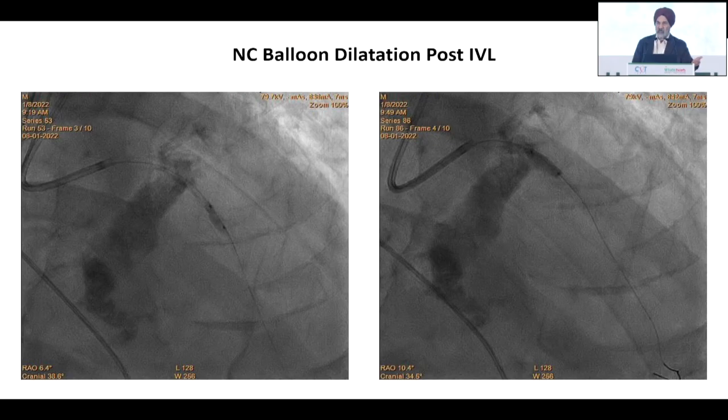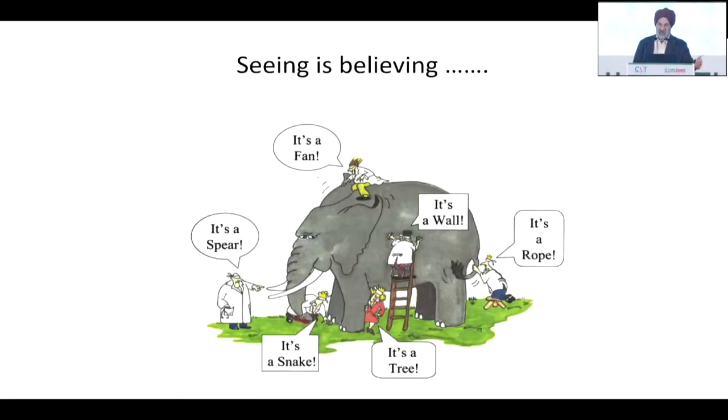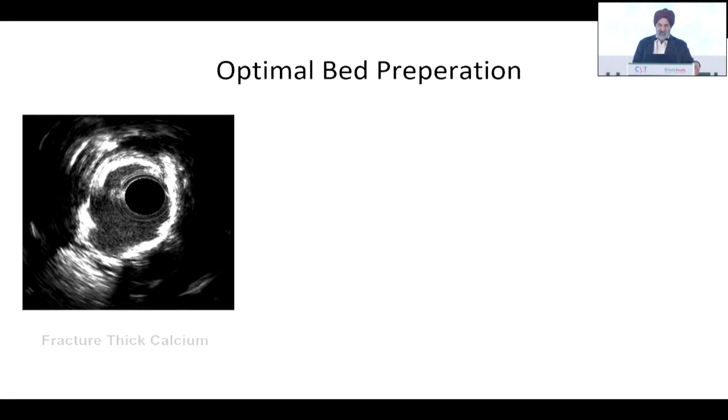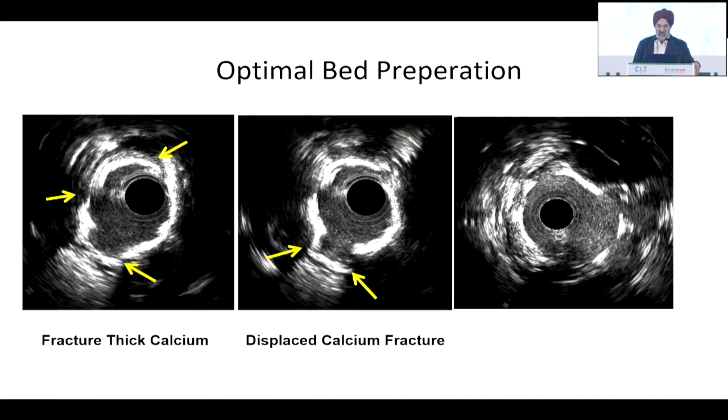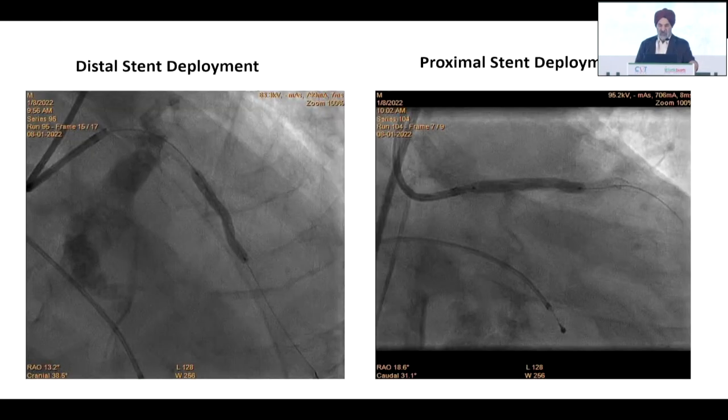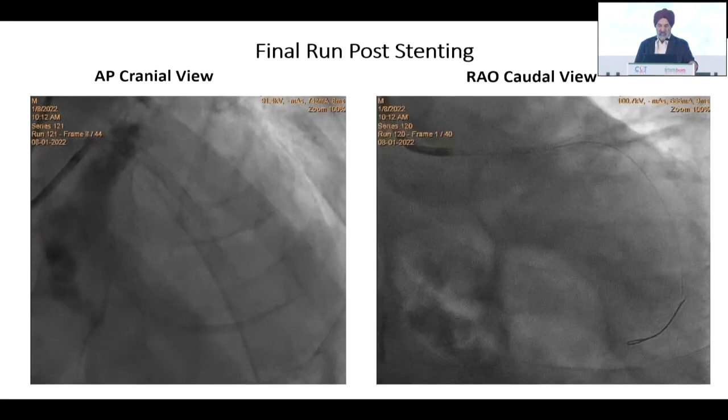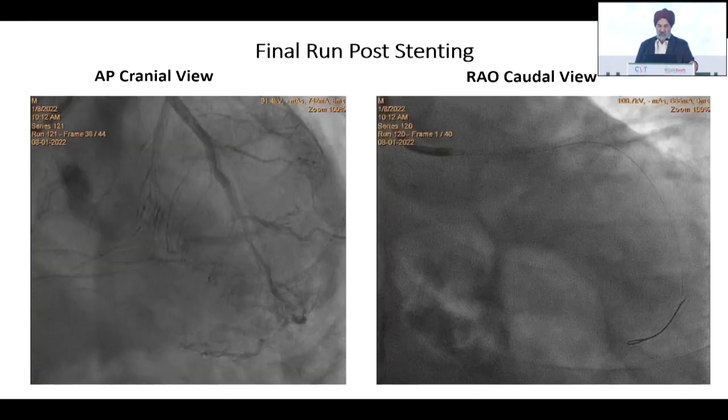Now, this is very important. If you've done the IVL, that doesn't mean that the bed is well prepared. You need to use a larger size balloon and prepare the bed, fracture the calcium, and seeing is believing. We had optimal bed preparation. As you can see, multiple fractures, and we know that it's only dissections and fractures which lead to adequate luminal gain. So everything was visualized, and once we were sure, we chose stents, and we used proximally Megatron, and distally we chose Synergy. These stents were optimally deployed, and this was the final result.